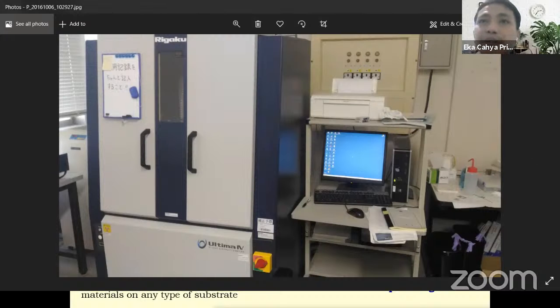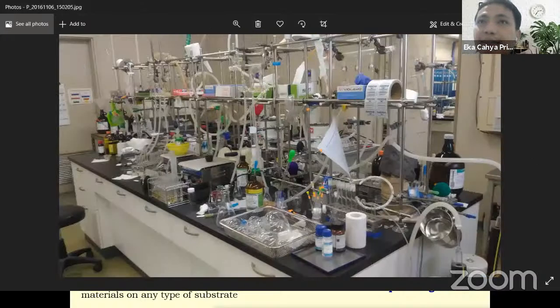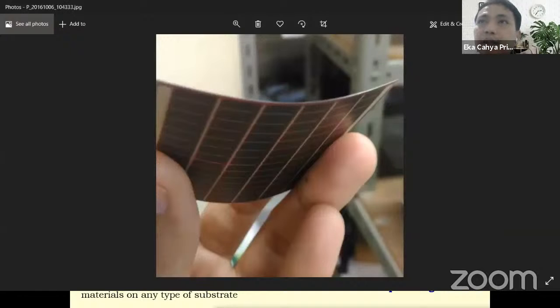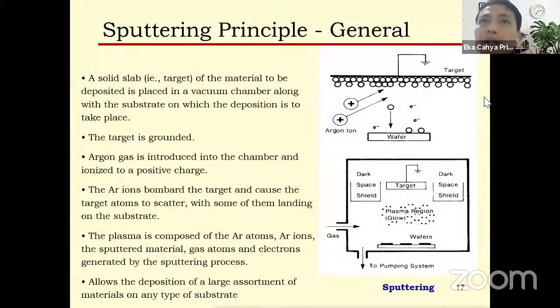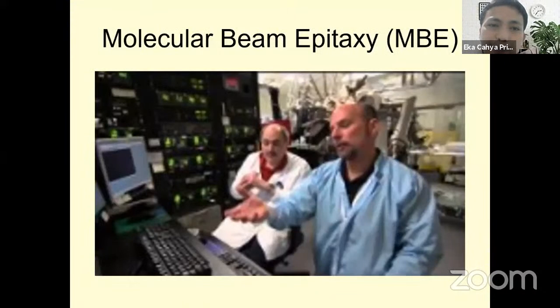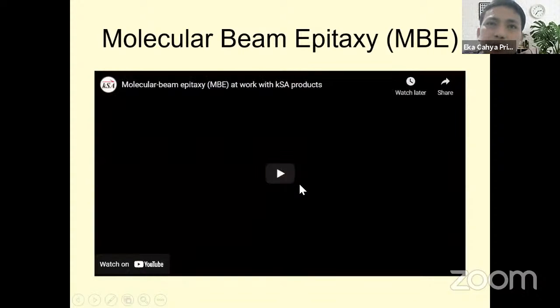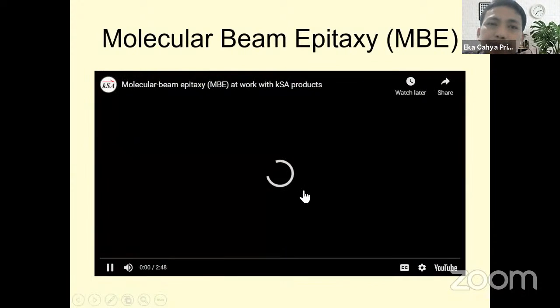Okay, so we continue to the slide. Here, this sputtering, as I show you, is also real equipment. And this is also the most expensive equipment to make a thin film, molecular beam epitaxy. Yes, MBE.